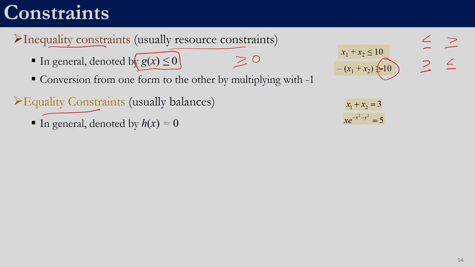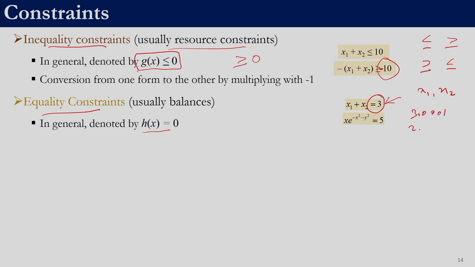Equality constraints are usually considered very difficult to satisfy. In general, they are denoted by h of x is equal to 0, right. So here we have two examples: x1 plus x2 is equal to 3, and over here x e to the power minus x square minus y square should be equal to 5. So the task here is, if this is our constraint, to come up with the values of x1 and x2 such that if we add both of these numbers, it should be exactly equal to 3, right?